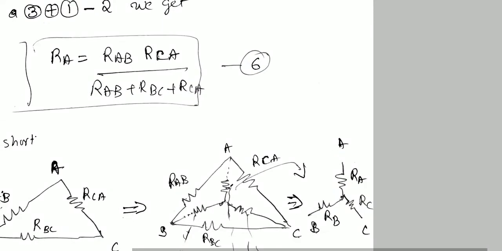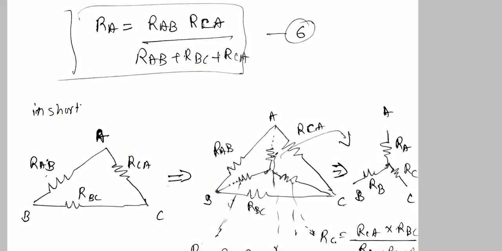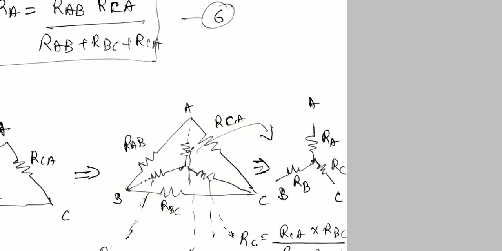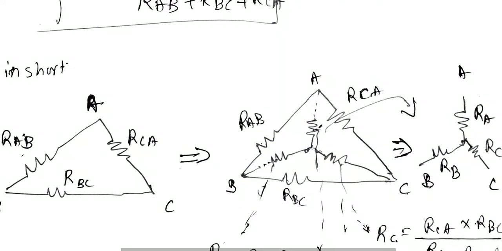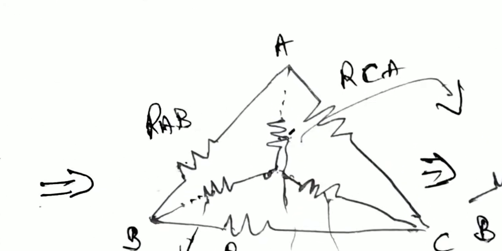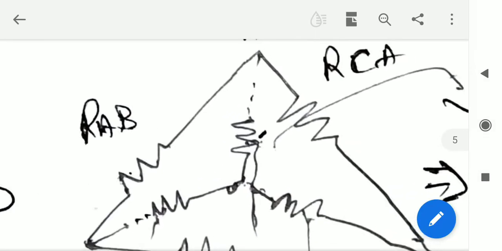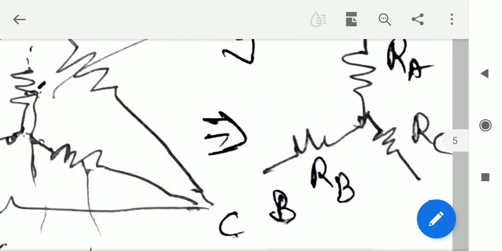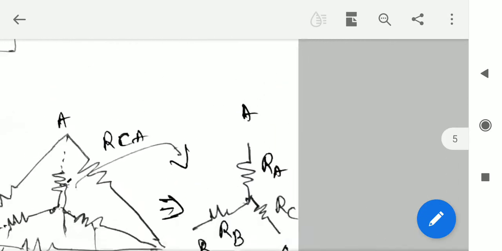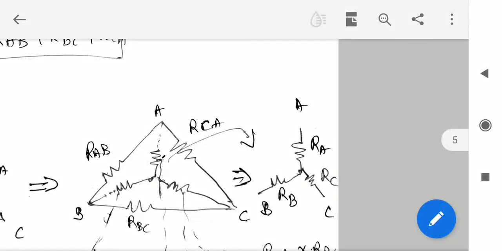Okay, so if I want to convert this delta network into the star network, one option is that we have to put one dot at the center, and between that dot and A, B and C we have to write a resistance each. The values of these resistances we write as RA, RB and RC. Now RA can be obtained by the formula given above.